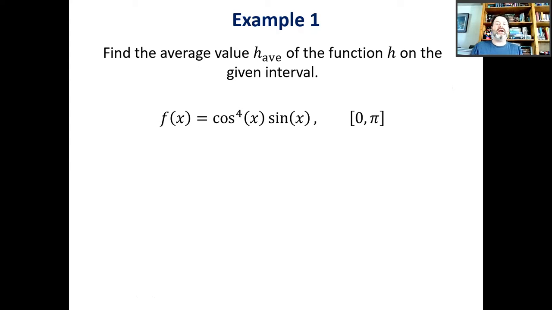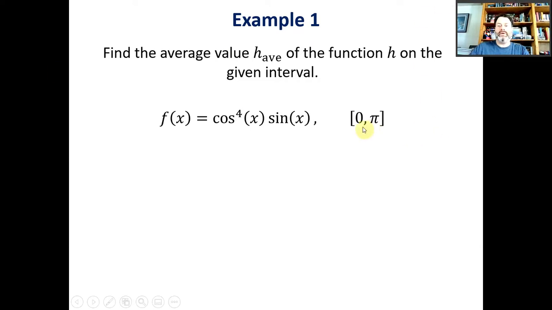So find the average value, h, on this interval. Our function is cosine to the fourth x times sine x. Our interval is 0 to pi. If you want to graph these things on your own, you can. You're not required to draw graphs because we're not doing any rotations or anything. But if you wanted to graph it and sketch it, that'd be fine. I'm not really going to do that in this problem.